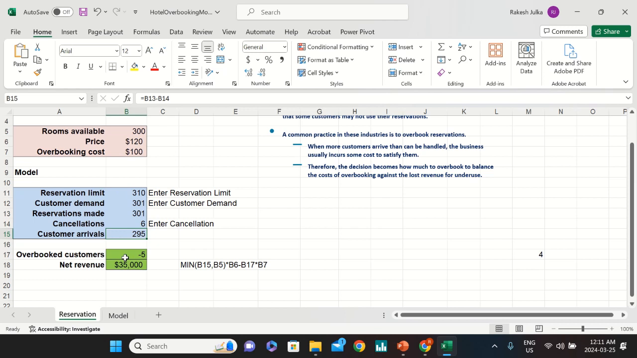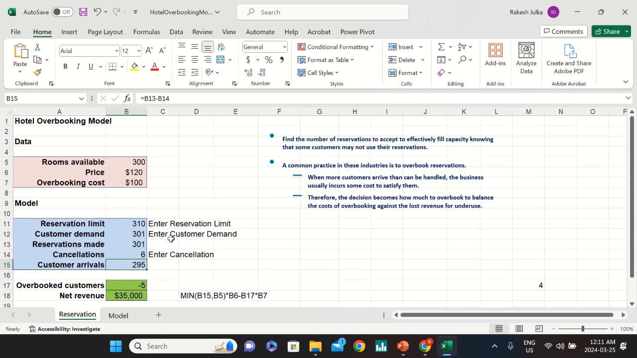So this is a model which is really good and useful in the hotel industry. We want to know how many rooms we should reserve and what the cost of overbooking will be as well. So let's go with the same data which we had.